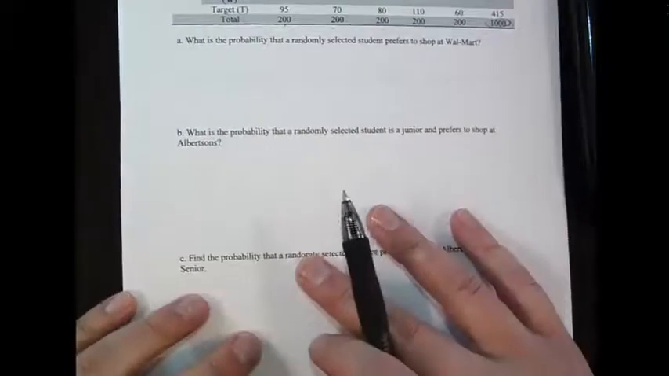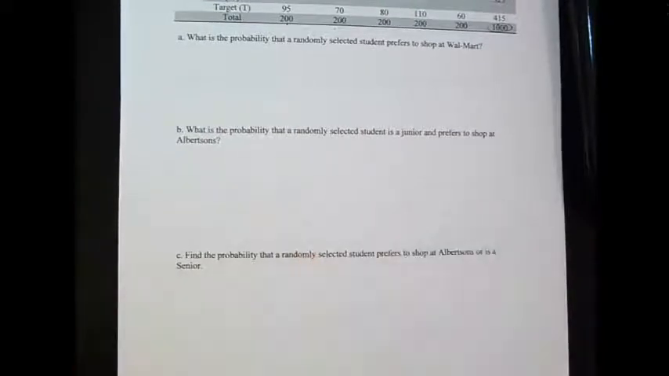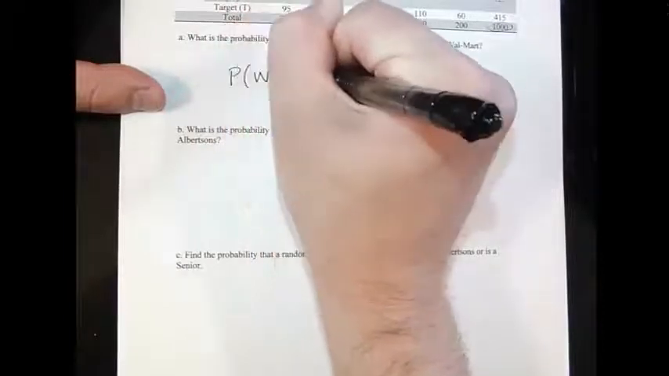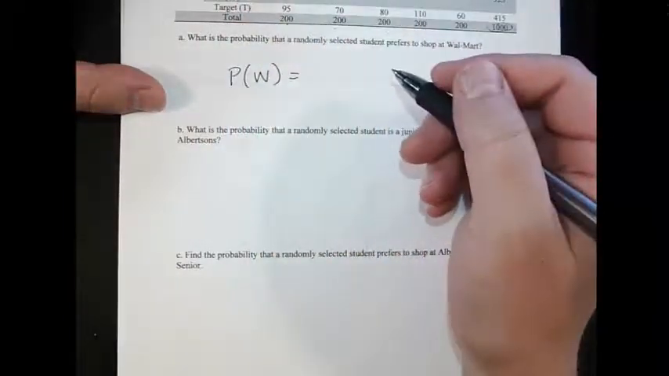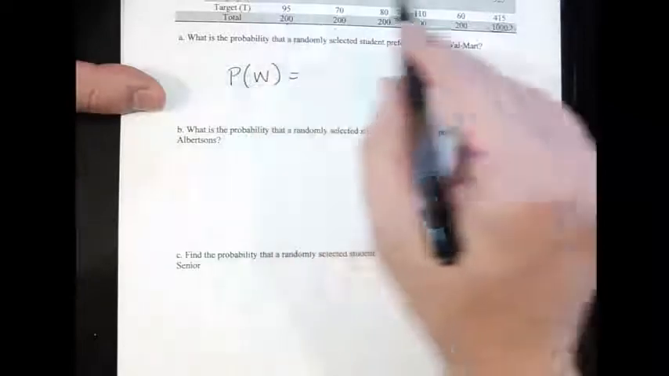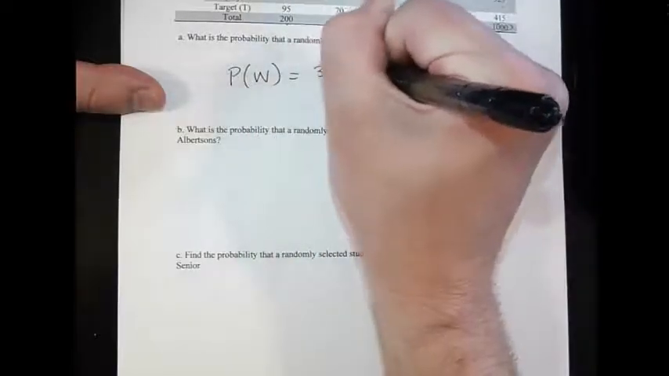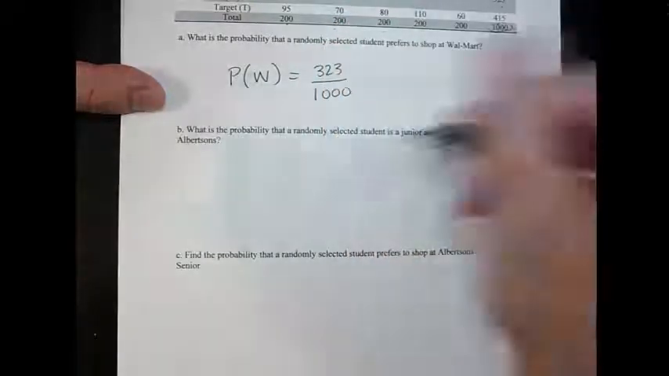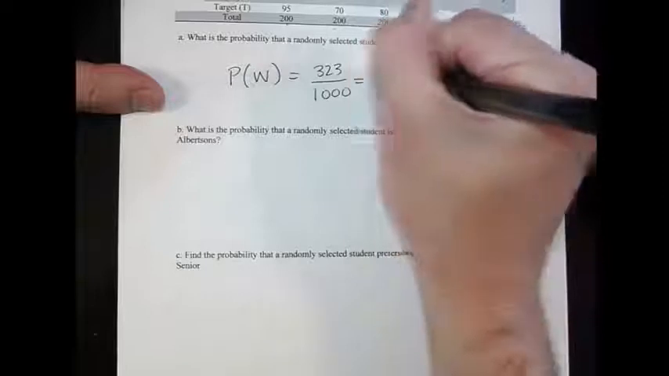So, what is the probability that a randomly selected student prefers to shop at Walmart? So, probability W, using the notation presented to us, and then that's just the column total, which is 323, out of the overall total, 1,000. And it's perfectly fine to leave it like that.